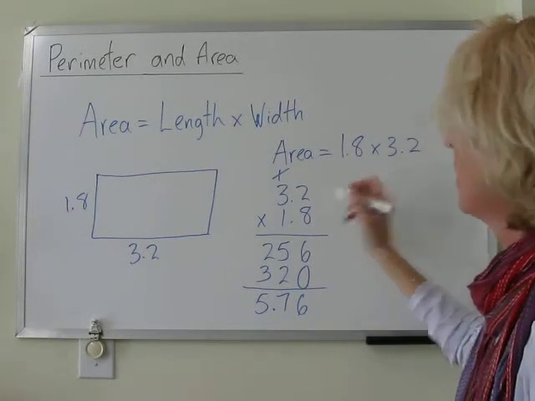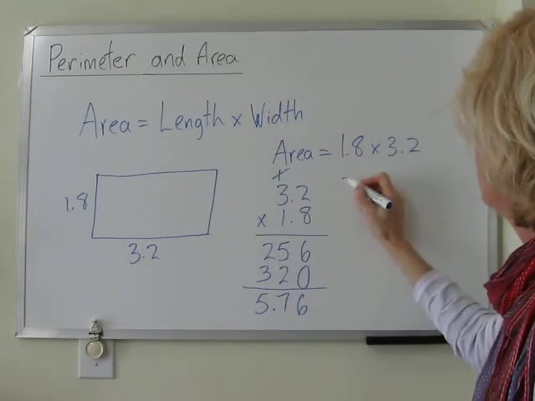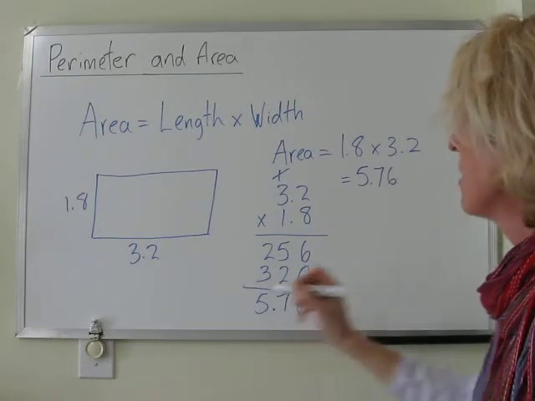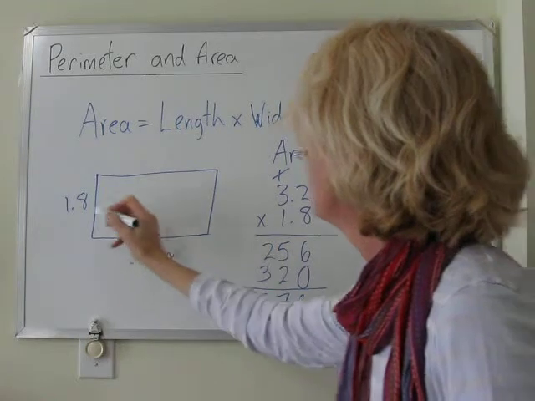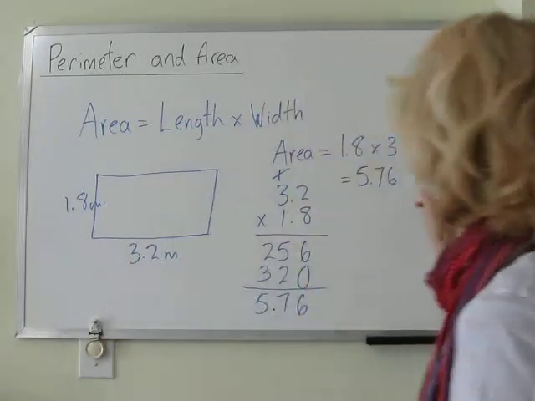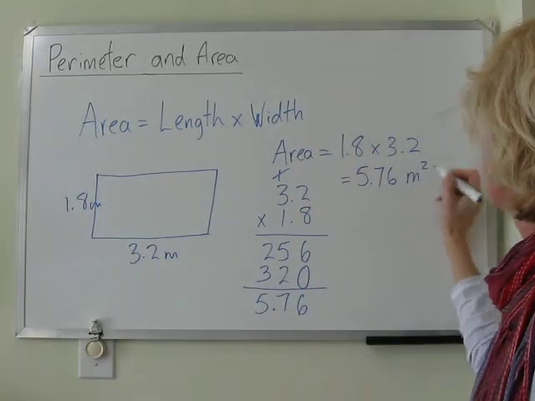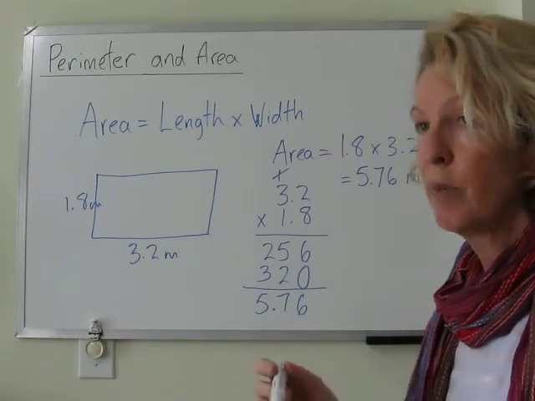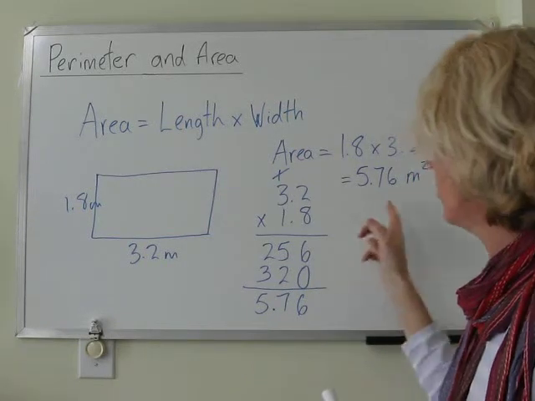So the area of our shape is equal to 5.76. And how about we have this as meters? Our measurements are meters. So the unit is meters squared. I forgot to put that in some of the other videos. Okay, so units are meters squared.